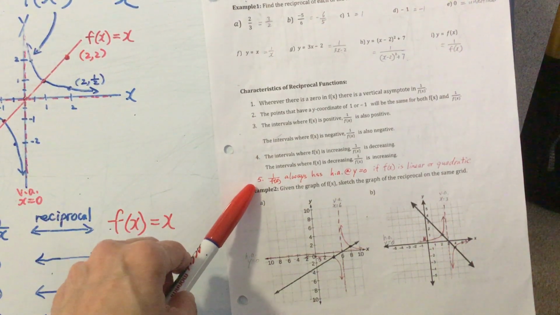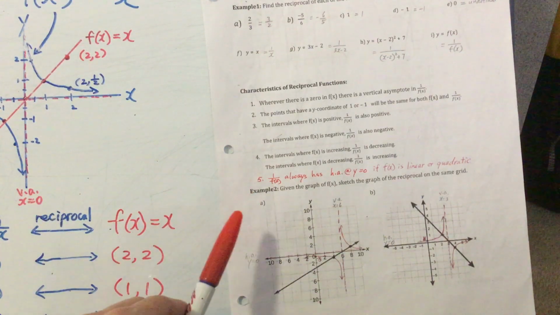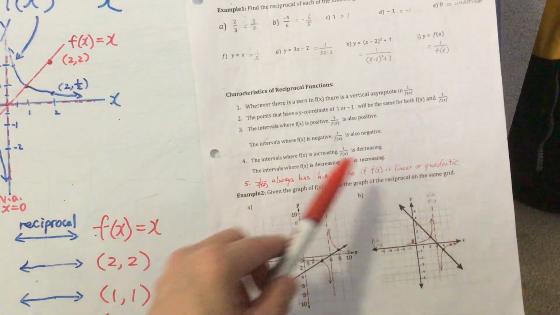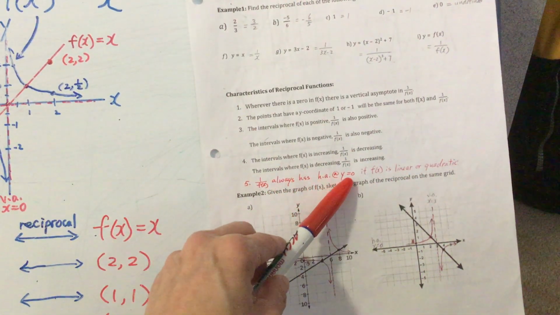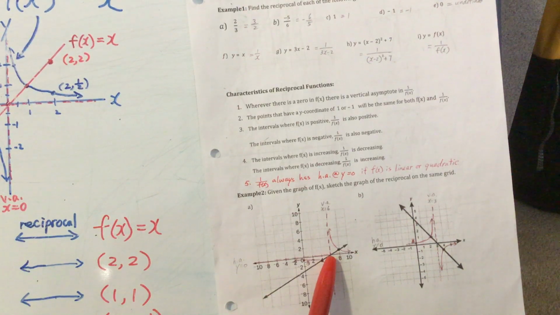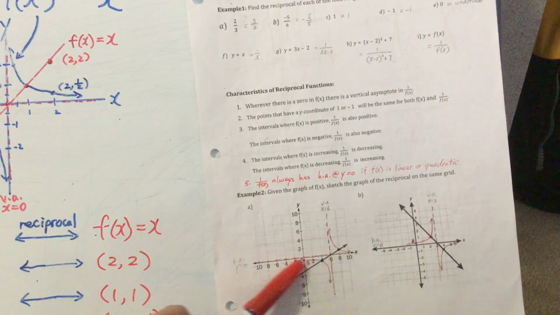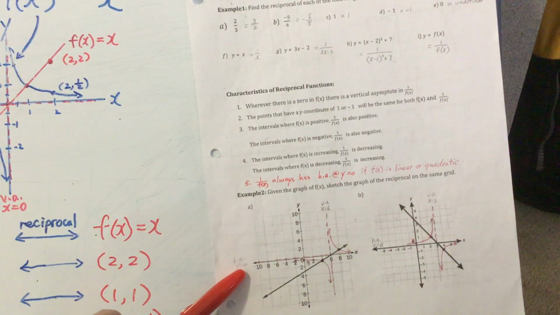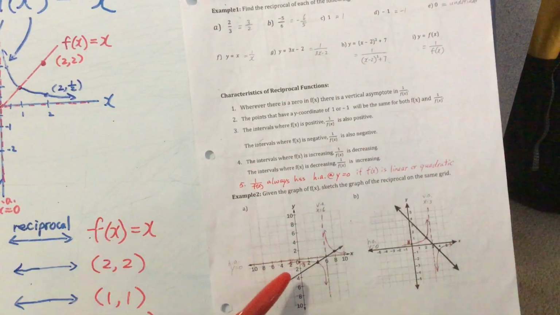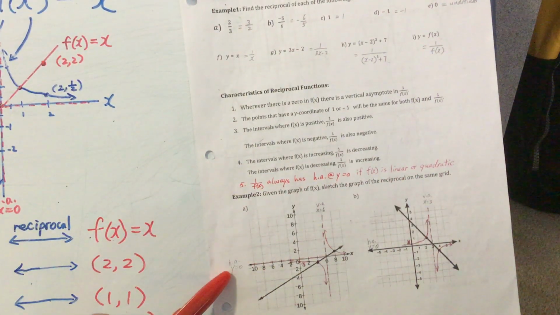And finally, number 5 is that the reciprocal function of any function, as long as it's linear or quadratic, always has the horizontal asymptote at y equal to 0. So that's how I label this on here as well. So for this particular example, 2A, I have one vertical asymptote because there's only one 0 from the original. I also have a horizontal asymptote at y equal to 0 because this is a linear. So for any linear or quadratic, you always get the horizontal asymptote y equal to 0.